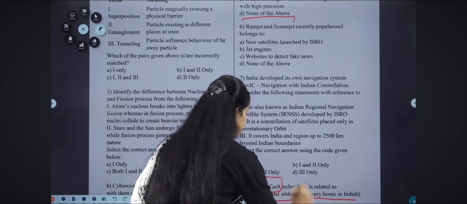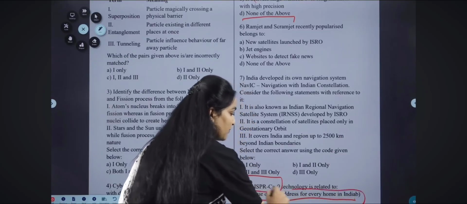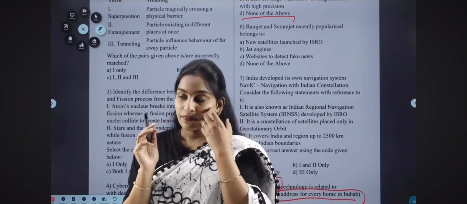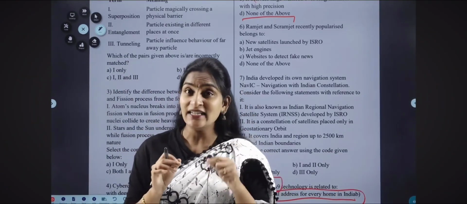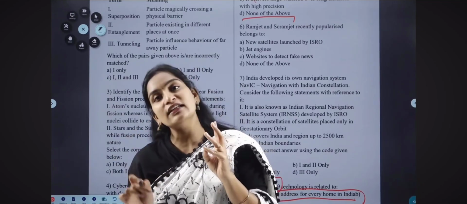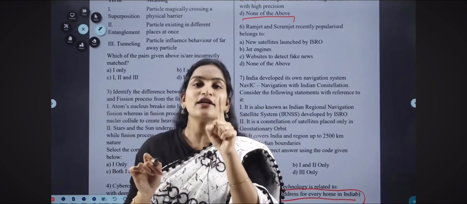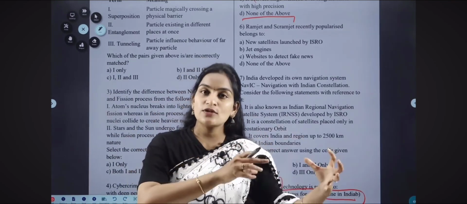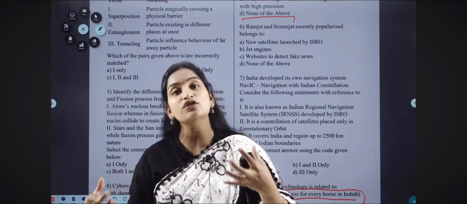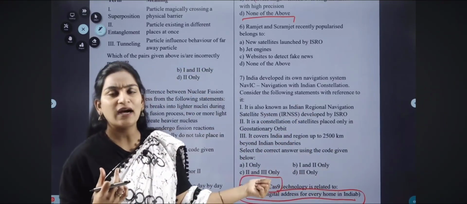A unique digital address for every home in India. Actually, this is not CRISPR-Cas9. CRISPR-Cas9 is a technology which was given a Nobel Prize in 2020, and it was a prelims question in 2018. It was also a question in 2020, and in the next year it was also a mains question. So sometimes the prelims questions were being asked in the pattern of the mains questions too, and vice versa. Such type of question is CRISPR-Cas9.